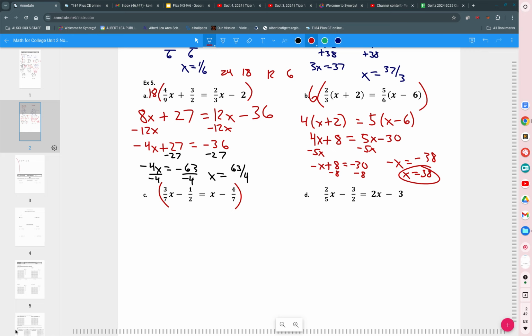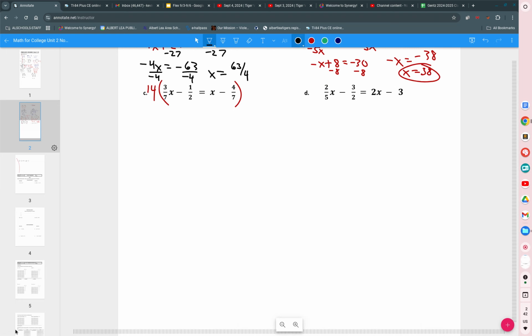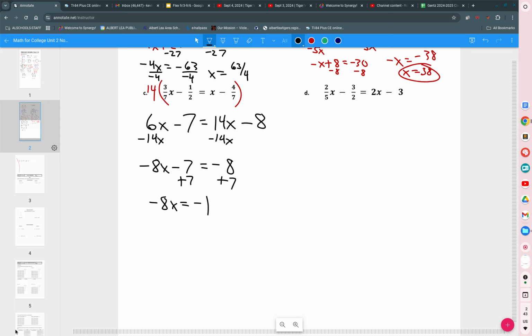Letter C, what number do I multiply through by? 14. 7 and 2 both divide evenly into 14. 14 divided by 7 is 2, and 2 times 3 is 6. 14 divided by 2 is 7, times 1 is 7. 14x. 14 divided by 7 is 2, times 4 is 8. Nice and easy equation. Subtract my 14x's. Add my 7 to the other side. Divide by negative 8. I get x is 1.